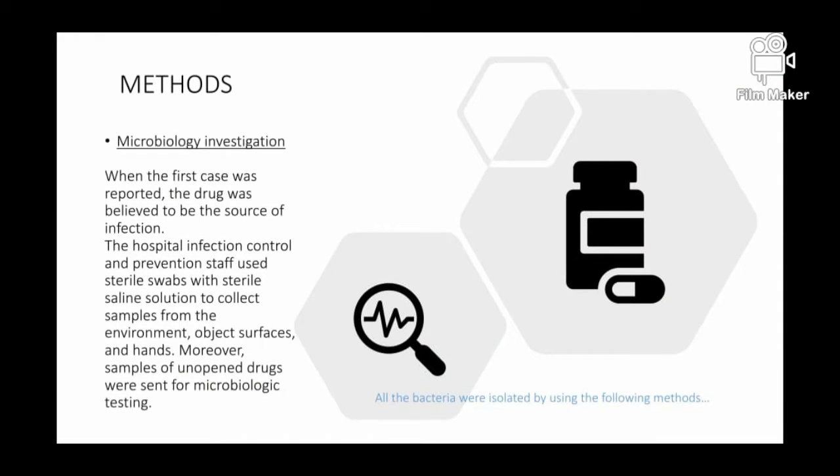Methods. The first method used was the microbiology investigation. When the first case was reported, the drug was believed to be the source of infection. The hospital infection control and prevention staff used sterile swabs with sterile saline solution to collect samples from the environment, object surfaces, and hands. Moreover, samples of unopened drugs were sent for microbiologic testing. All the bacteria were isolated by using the following methods.